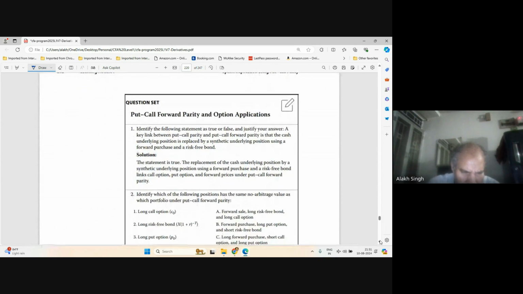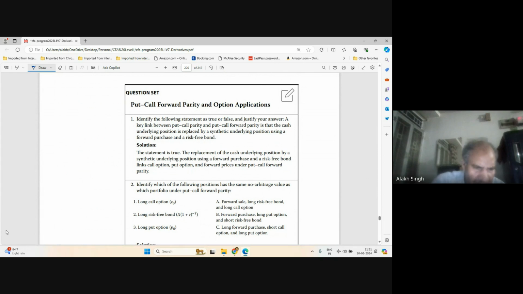Should I write that equation? Yes, otherwise you can make a mistake. So I'm simply typing S0 plus P0 is equal to C0 plus present value of X, the exercise price. This is put-call parity.